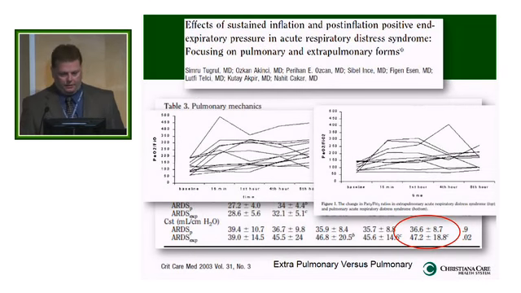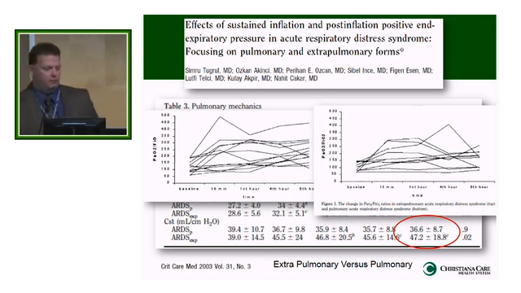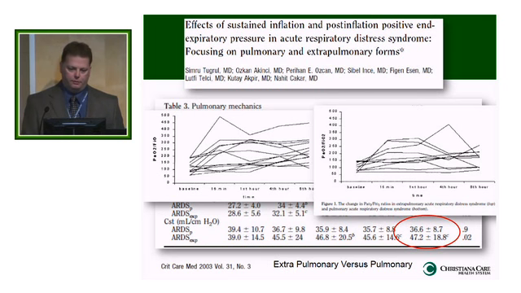This study here, I know it's a very busy slide, and in the interest of time, I'm just going to say they did a very similar thing, but they really focused on the mechanics, and they found that after a recruitment maneuver, pulmonary ARDS did not really change the compliance, but extrapulmonary ARDS, the compliance got better. So basically, you do recruitment maneuvers on the patient, and the compliance got better on patients who had extrapulmonary ARDS. Again, another study saying that you've got a different response if the ARDS was extrapulmonary.